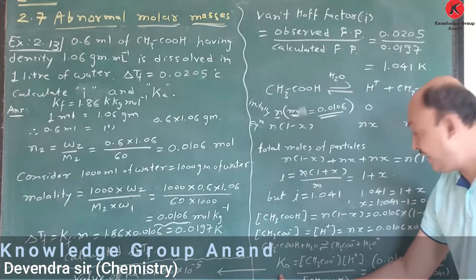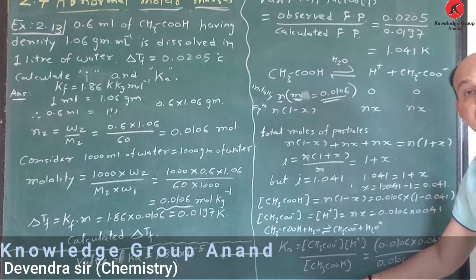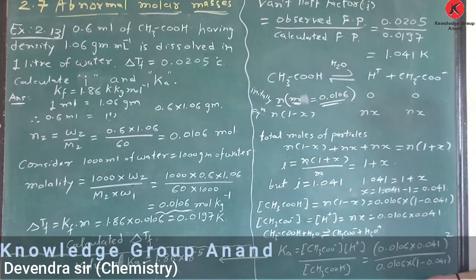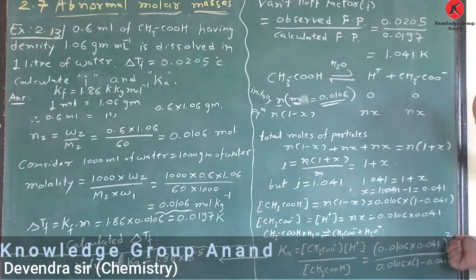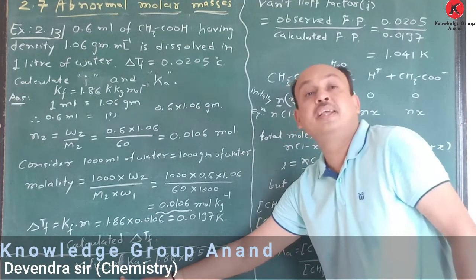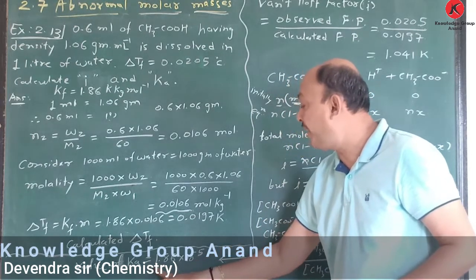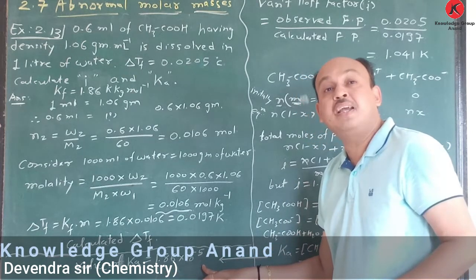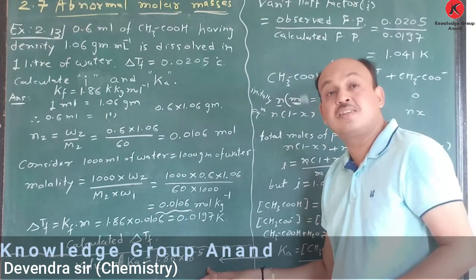So what is the value of Ka? Ka is the concentration of acetate ion into the concentration of H plus ion divided by the concentration of acetic acid. Put this value: acetate ion concentration is 0.0106 into 0.041, and the H plus concentration is the same, which is why we put a square, divided by 0.0106 into 1 minus 0.041. If you calculate this, the value of the dissociation constant of acetic acid is 1.86 into 10 raised to minus 5. This value is correct for acetic acid, and that's why this answer is also correct.